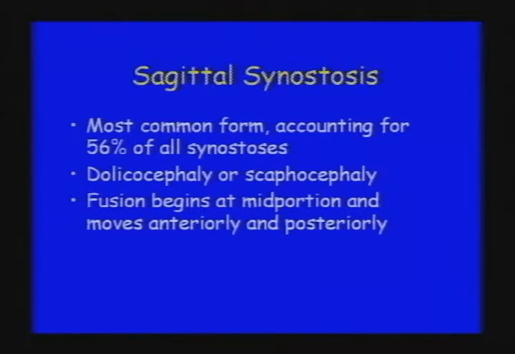The typical presentation is that the kid presents with dolichocephaly, which is also called scaphocephaly, because the head can't grow side to side, it grows front to back. The fusion of the suture, if it fuses abnormally, usually begins at the mid portion and then moves anteriorly and posteriorly.